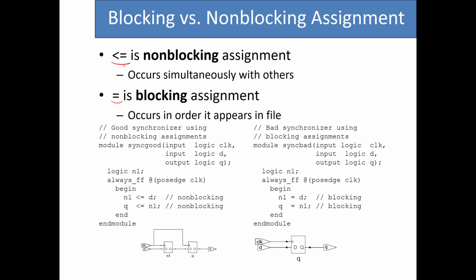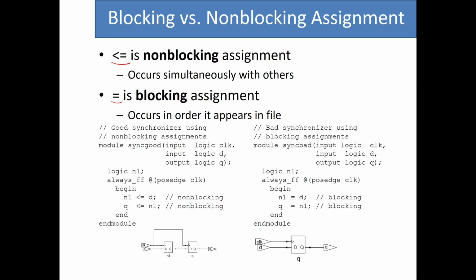The first one is what is called a non-blocking assignment, and this is used when there are multiple assignments that need to be done simultaneously. On the other hand, this one, only a single equal sign, is called the blocking assignment. For this one, you only use it when you have a sequence of assignments that need to be done one by one, right?